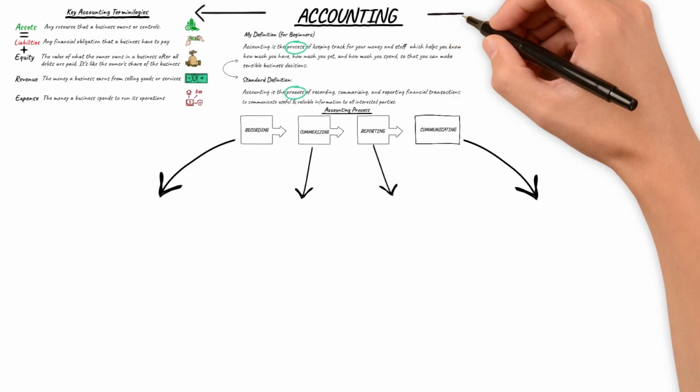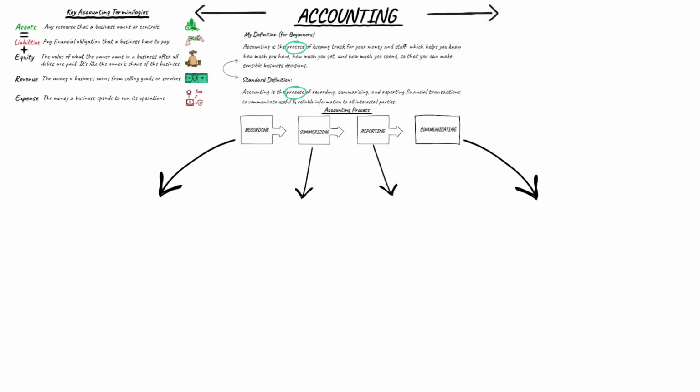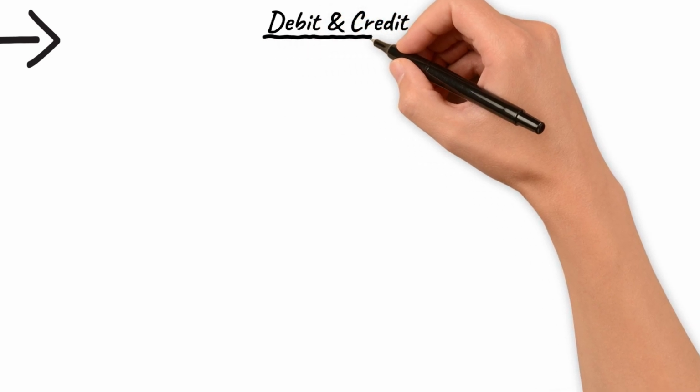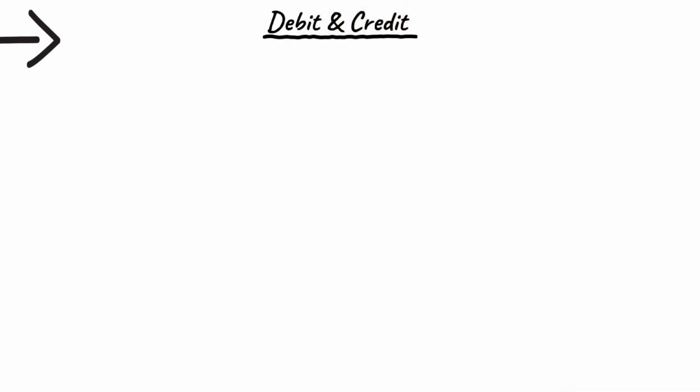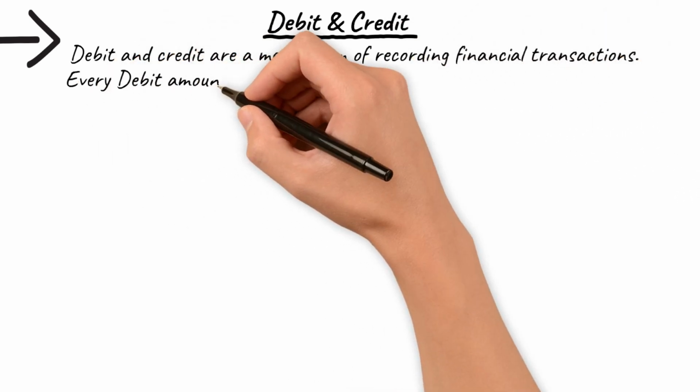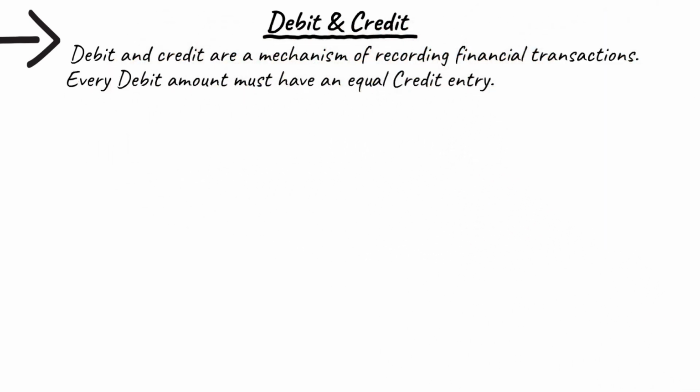Now that you know these 5 key accounting terminologies, let's quickly look at the two most important terms, debit and credit, and their relationship with these 5 terminologies. Debit and credit are a mechanism of recording financial transactions, and every debit must have an equal credit entry. Think of these like the rules of a game.